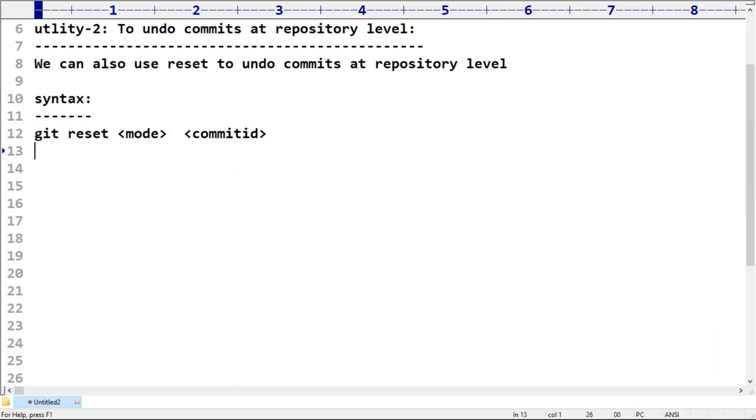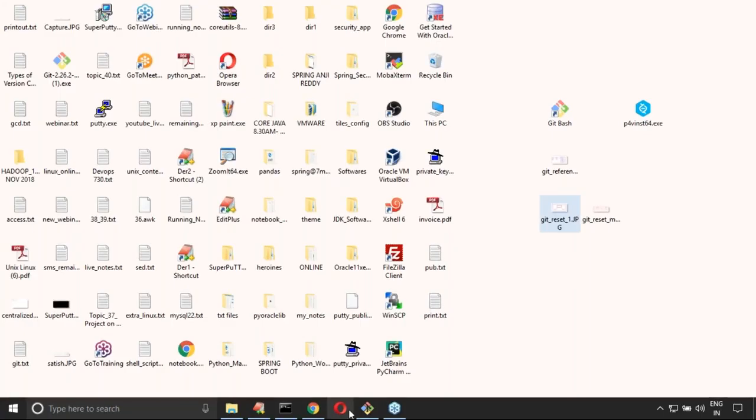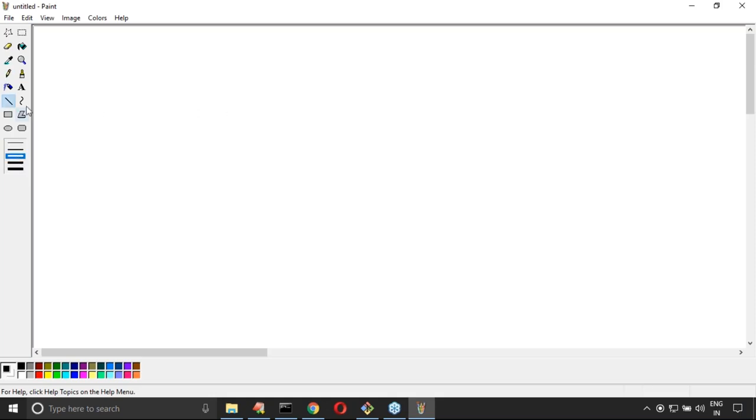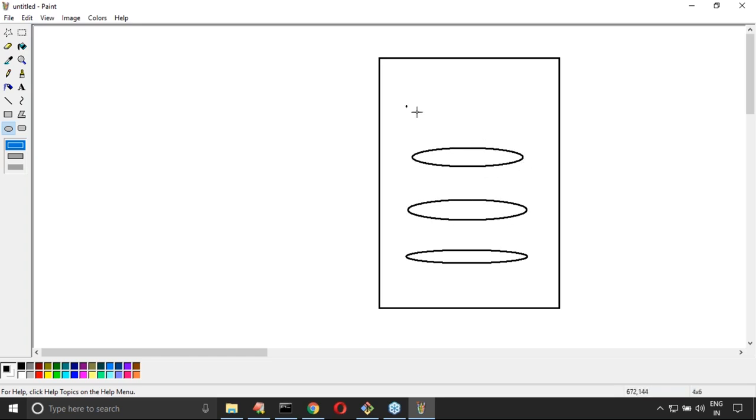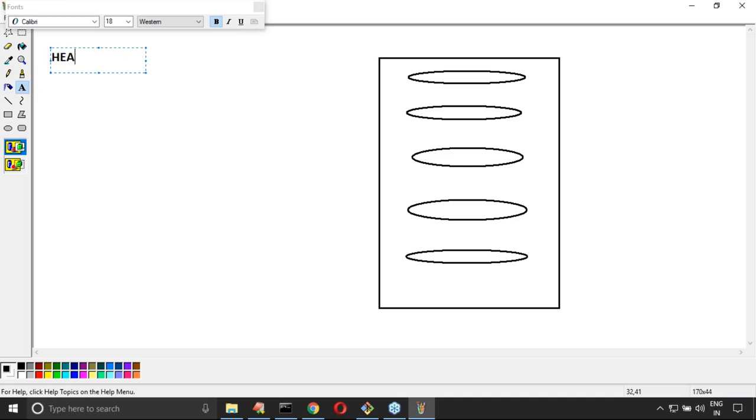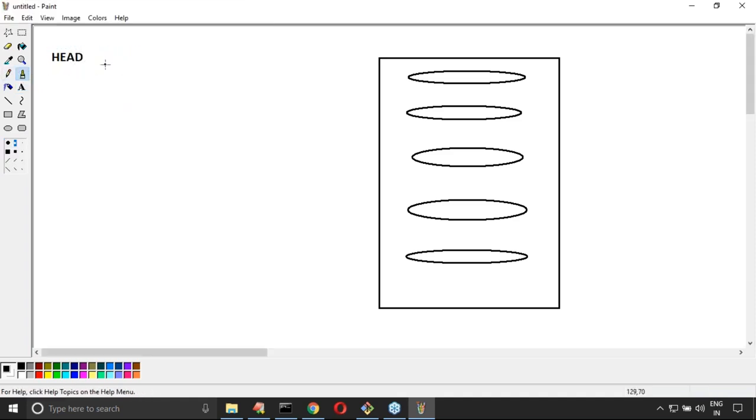Now just observe this. This is my repository. This is a very important point, so please take special care. Assume multiple commits are there: first commit, second commit, third commit, fourth commit, and then the fifth commit. Listen carefully, there are 5 commits. Master and HEAD always point to the most recent commit.